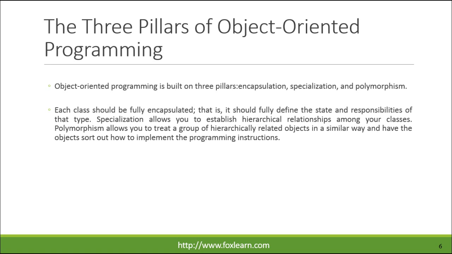Object-oriented programming is built on three pillars: encapsulation, specialization, and polymorphism. Each class should be fully encapsulated, that is, it should fully define the state and responsibilities of that type. Specialization allows you to establish hierarchical relationships among your classes. Polymorphism allows you to treat a group of hierarchically related objects in a similar way and have the objects sort out how to implement the programming instructions.